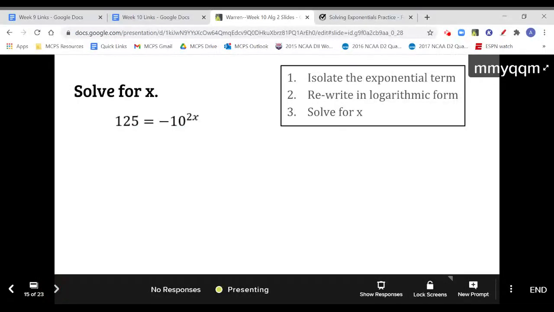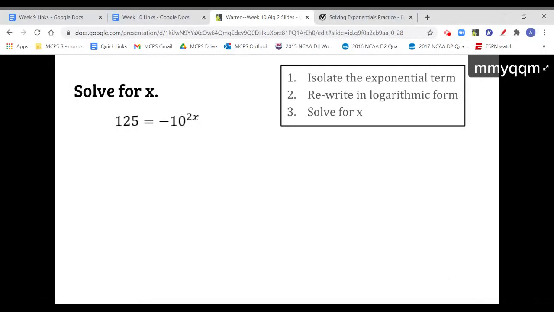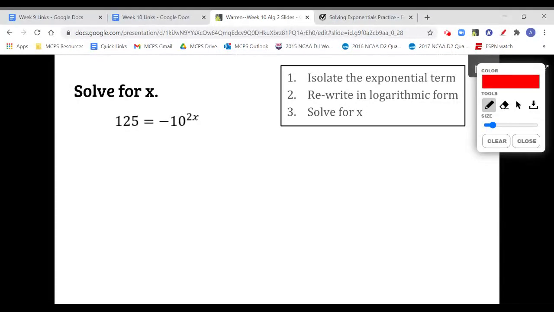Okay, looking at this example here, this one is a little different because I have the exponent on the other side. If you ever see a problem and the exponential term is on the right side, my recommendation, just because you're familiar with this, would be to rewrite this with the exponential term on the left side of the equation. That is not absolutely necessary, but it's going to make rewriting in log form a little bit easier and just a little more familiar to approach.